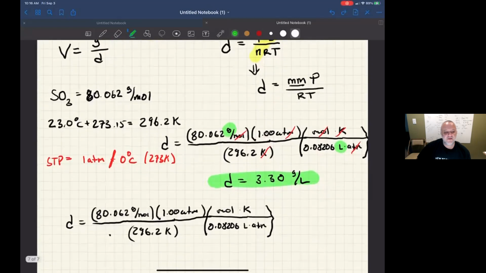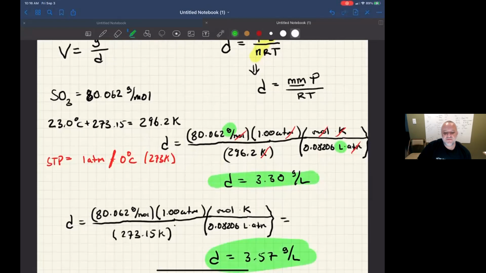Now let's do it at standard temperature and pressure. Well, what was the difference? The only difference was the temperature. And so let's replace that with 273.15 Kelvin, run that back through our calculator, and we get density equals 3.57 grams per liter. Okay, that's it.